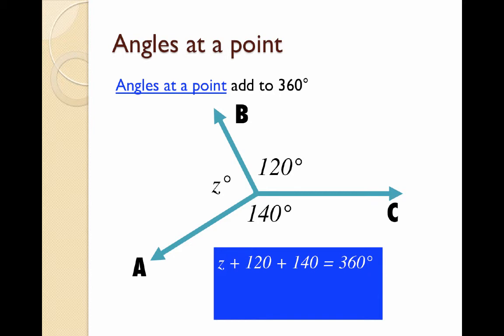If I add my 120 and my 140 together, that'll give me 260. Still, my missing angle Z and 260 is going to give me 360 degrees. So I ask myself, what angle will add to 260 to get 360? And in this case, the answer is 100. So my missing angle Z is 100 degrees.